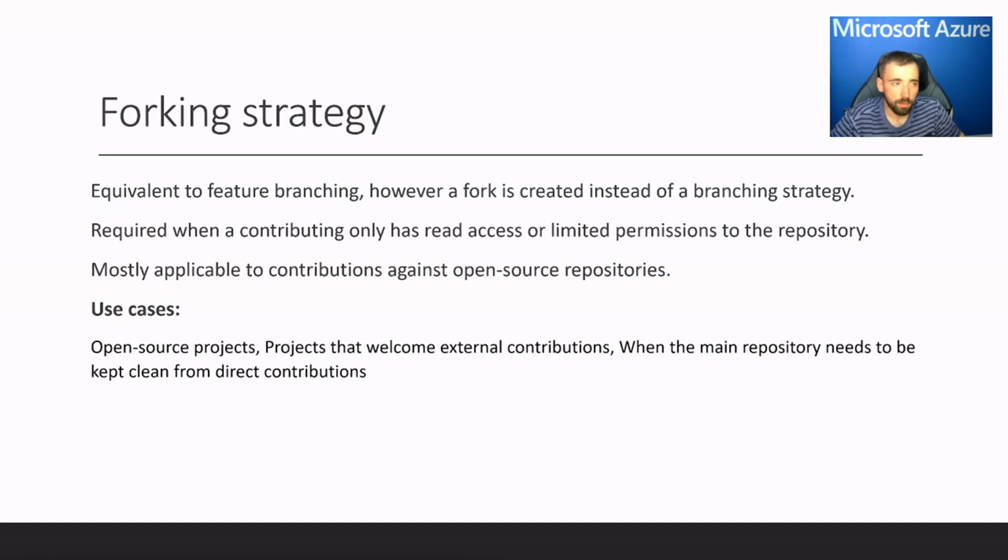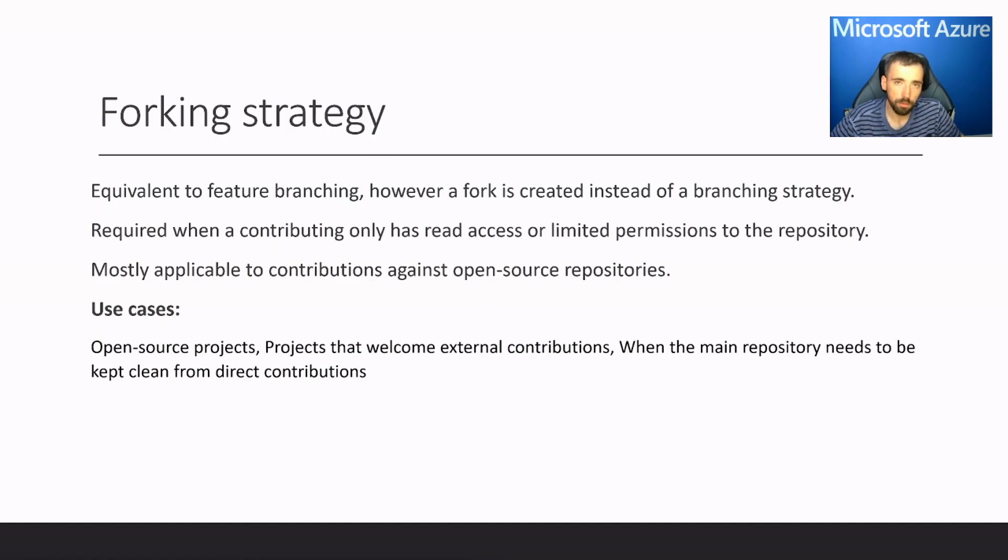So the next branching strategy is the forking branching strategy, and this is a bit different from the other ones because it's less about an internal development team, and in a lot of cases more about open source projects or projects with external contributions. So it's equivalent to feature branching and similar in the way that we work on separate code, a different line of code, but instead we create a fork, which is effectively a clone of the repository rather than a branch from the repository.